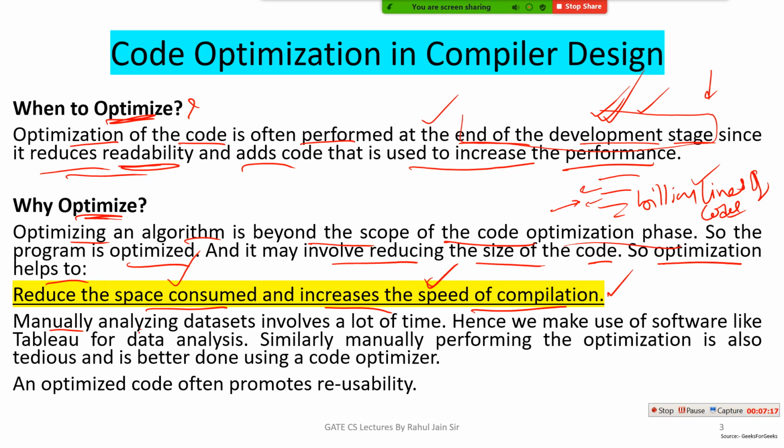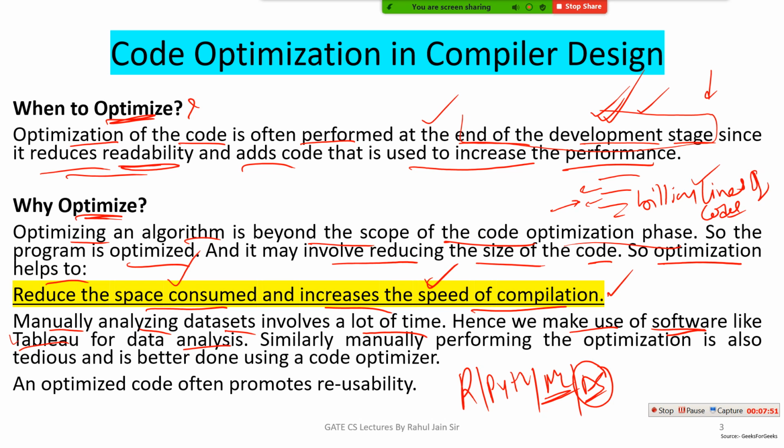Now, manually analyzing data sets involves a lot of time. So basically, if we manually analyze the data sets, it will take a lot of time. Hence we make use of software like Tableau for data analysis. If you are good at R or Python, or if you are learning machine learning, then I hope you learn Tableau or data analysis, because if you are preparing for a data scientist post in any MNC or startup, data scientist posts are very much in demand as of now. So Tableau is a very important technology.